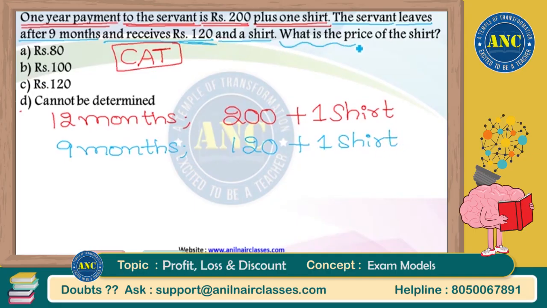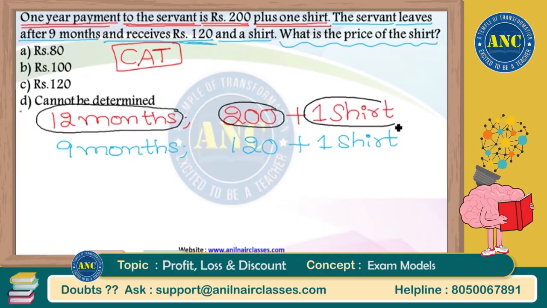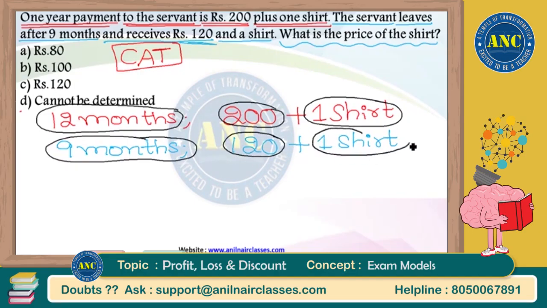Your question is, what is the price of the shirt? My boss gave me a shirt, right, sir? What is the price of that shirt is the question. Now listen carefully, sir. Everyone please listen carefully. Don't use any variables or equations and solve simultaneous equations, all those things, and waste your time. Common sense, logical way of solving. Think logically. If I work for 12 months, I would have got 200 rupees. I would have also got 1 shirt. But I worked only for 9 months. That means I got 120 rupees and a shirt because I worked only for 9 months.